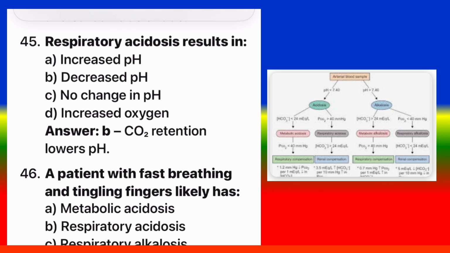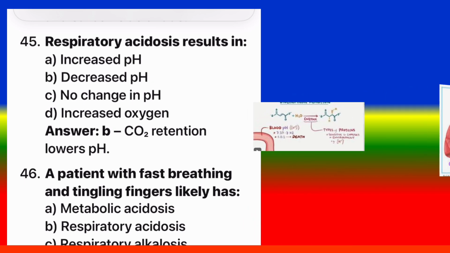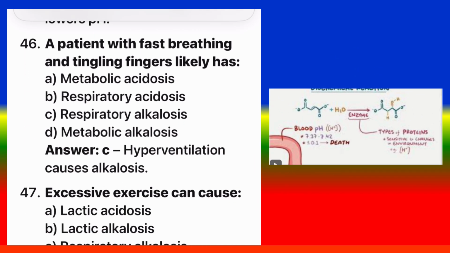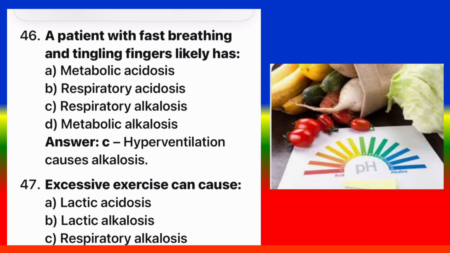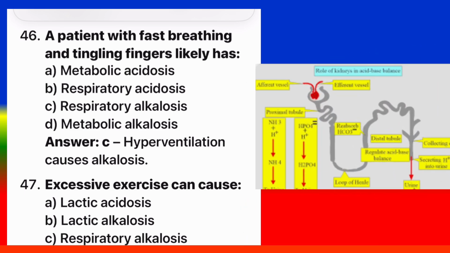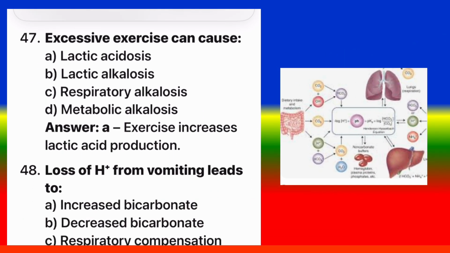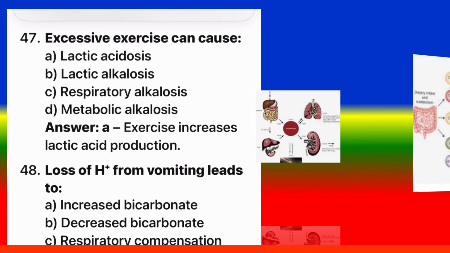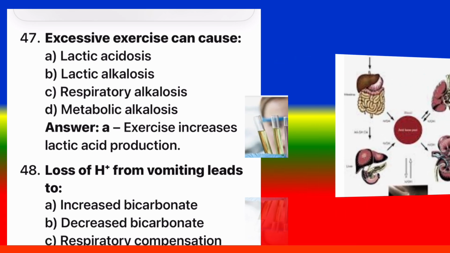45. Respiratory acidosis results in A, increased pH, B, decreased pH, C, no change in pH, D, increased oxygen. Answer B, CO2 retention lowers pH. 46. A patient with fast breathing and tingling fingers likely has A, metabolic acidosis, B, respiratory acidosis, C, respiratory alkalosis, D, metabolic alkalosis. Answer C, hyperventilation causes alkalosis. 47. Excessive exercise can cause A, lactic acidosis, B, lactic alkalosis, C, respiratory alkalosis, D, metabolic alkalosis. Answer A, exercise increases lactic acid production.